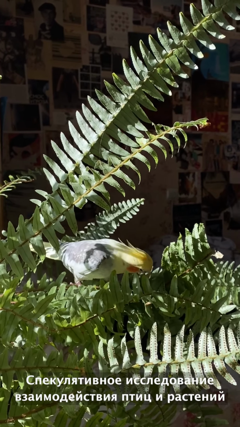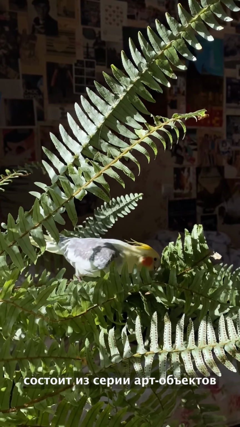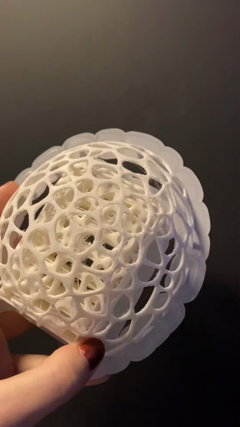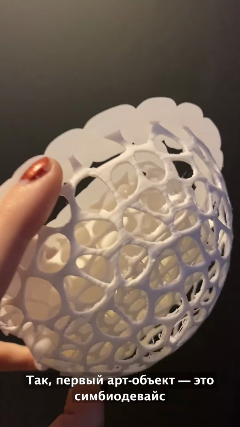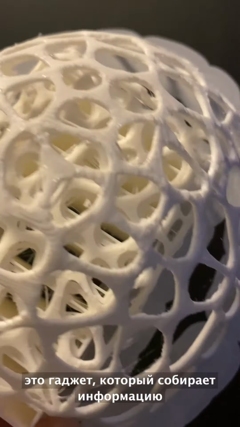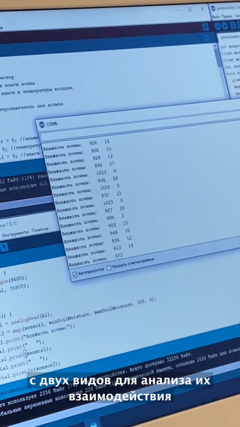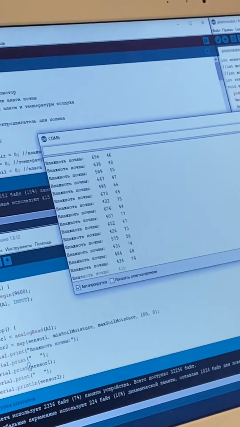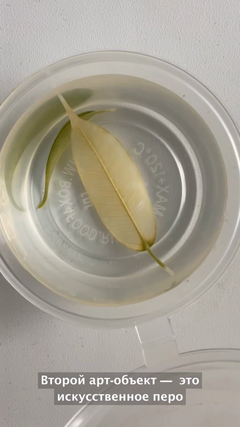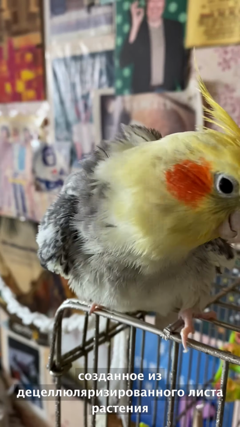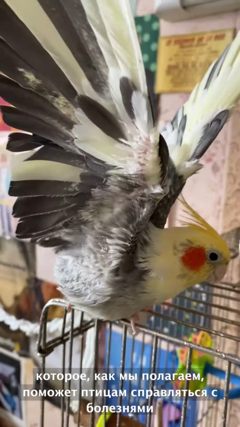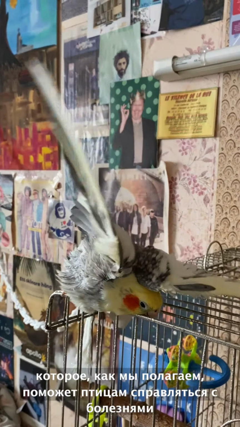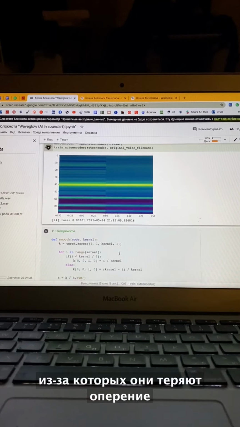The speculative research of the interaction between birds and plants comprises a series of art objects. The first is a SymbioDevice that collects data from the two species to analyze their interaction. The second is an artificial feather created from the decellularized plant leaf, which we believe will help birds overcome the disease that makes them lose their feathers.